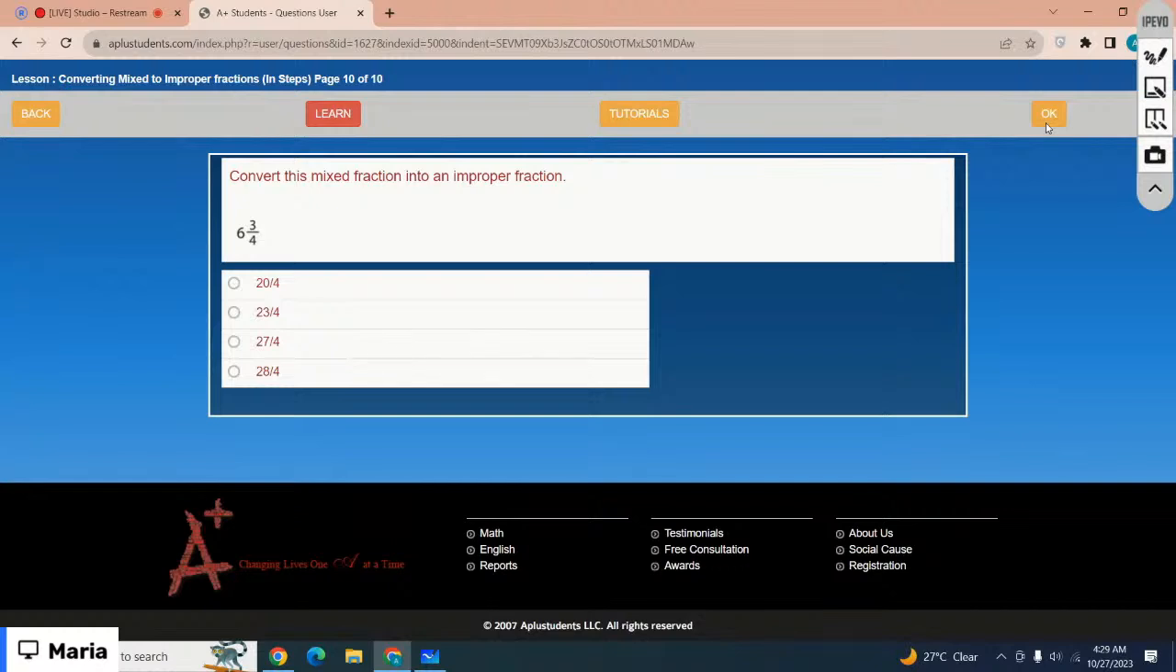Okay, convert the mixed fraction into improper fraction. Which is the correct option? That is 6 whole 3 over 4. So the correct option is, yes, that is 27 over 4, right?